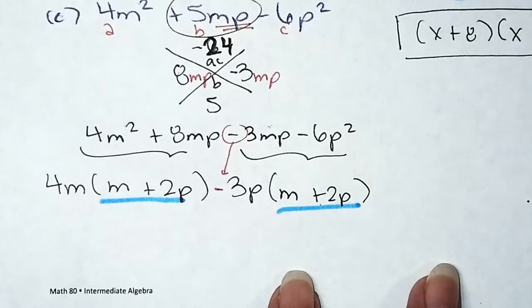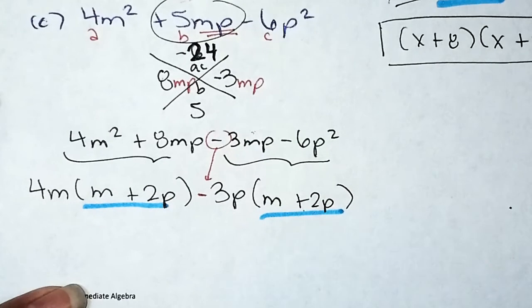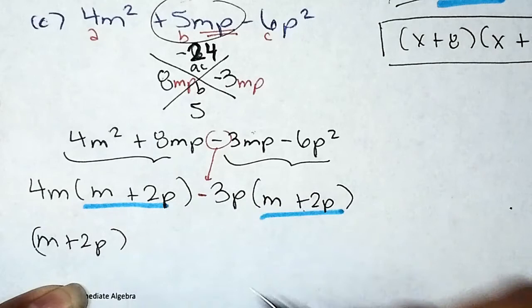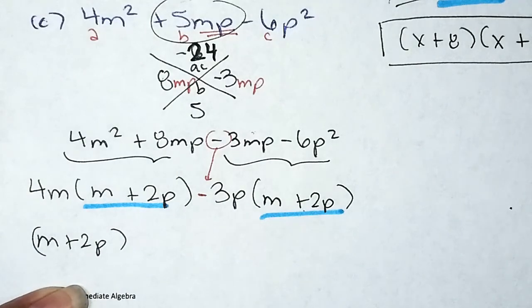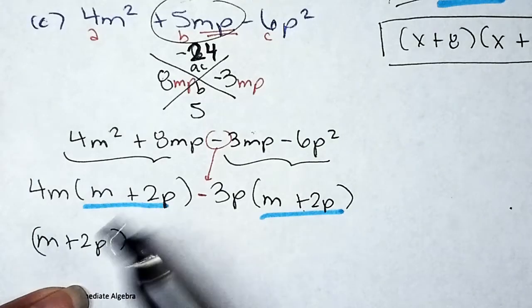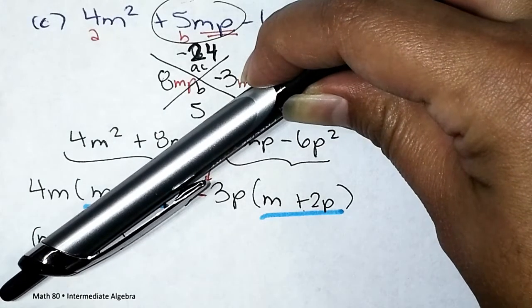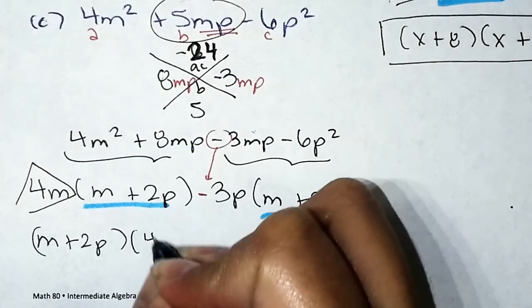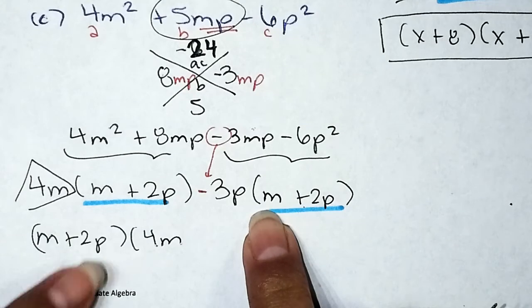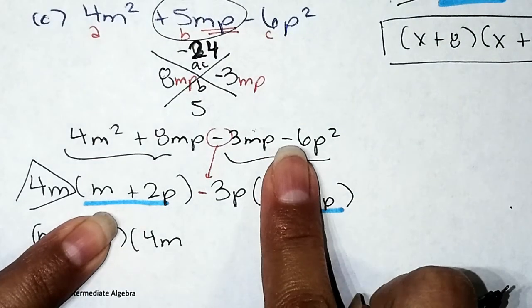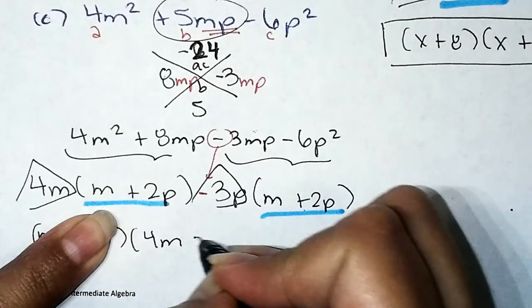Let's factor out the common binomial. When we do, we have m plus 2p, and let's show the world what we're left with when we factor it from the expression. First product divided by GCF, the binomials cancel out, and that will leave you with 4m. Second product over GCF, the binomials cancel out, and that will leave you with negative 3p.